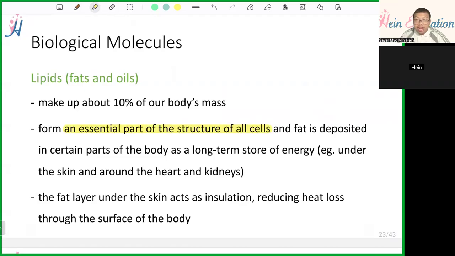And also fat is deposited in certain parts of the body as a long-term store of energy, which is also known as the energy storage for our body. And it also protects our internal delicate organs. They form a layer of fat around, let's say, the kidney or the liver or the heart to protect our delicate organs. And also the fat layer under the skin acts as insulation.